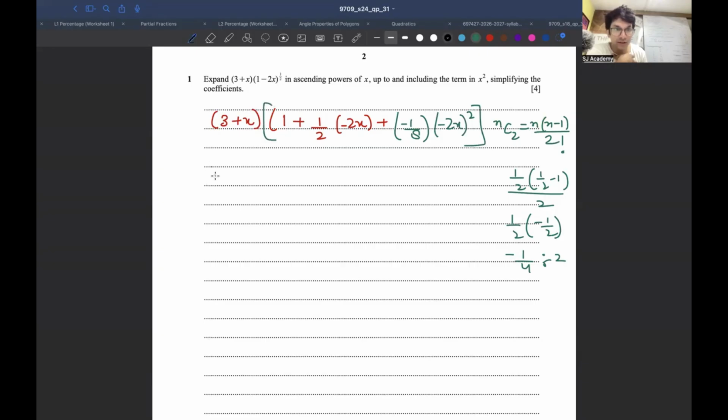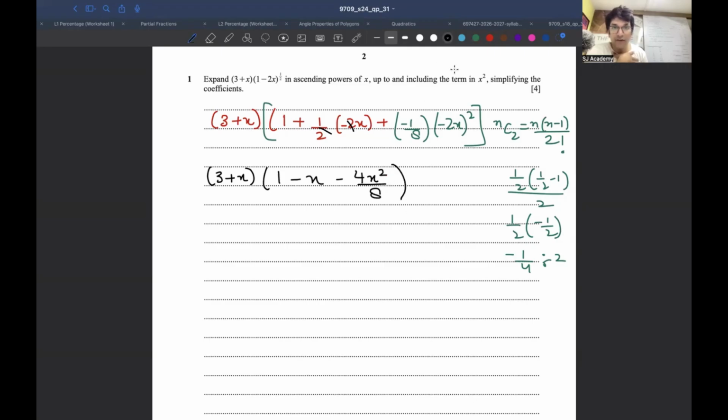Now we'll get 3 plus x into 1. 2 and 2 will cancel. So 1 minus x plus, and this will become plus 4x squared, and plus minus is minus. So this will become minus 4x squared upon 8.